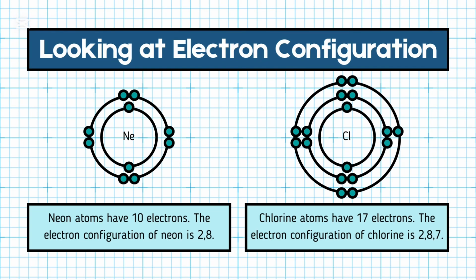Cl is the chemical symbol of chlorine. Chlorine atoms have 17 electrons. The electron configuration of chlorine is 2 8 7, meaning the first shell has 2 electrons, the second shell has 8 electrons, and the third shell has 7 electrons.